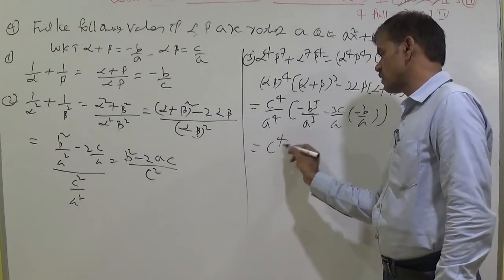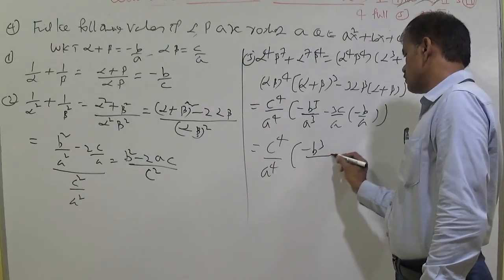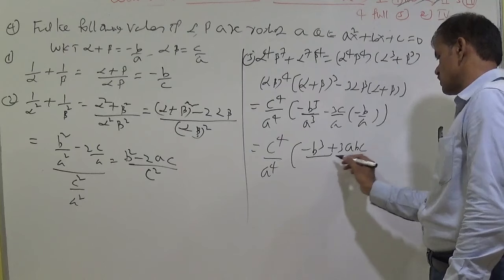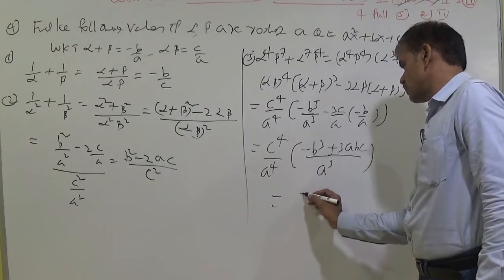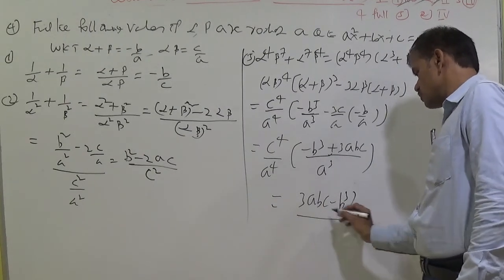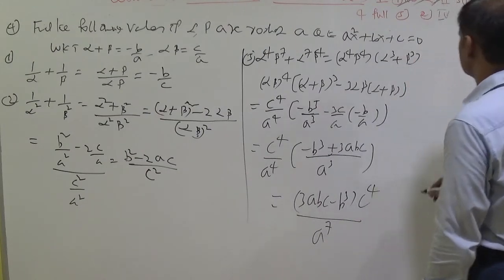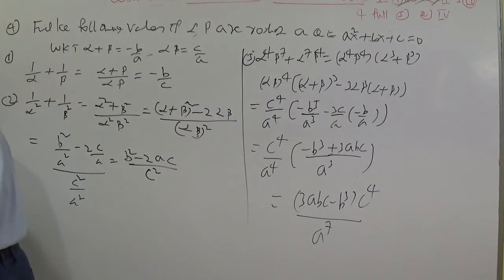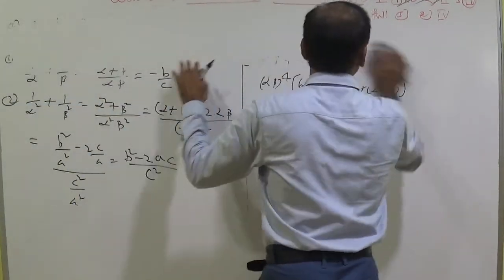In next step you can write c power 4 by a power 4 into, this is minus b cube. Now you can write this is plus 3abc whole by a cube. Now you can write (3abc minus b cube) into c power 4 whole by a power 7. This is the value of alpha power 4 beta power 7 plus beta power 4 alpha power 7. Now let us calculate the fourth question.